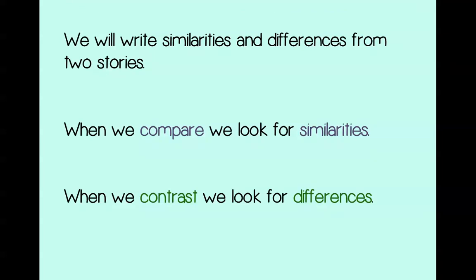Okay, so let's see if we reviewed our objective. We said we will write similarities and differences from 2 stories. Did we do that? Yes, we compared Freddie and Jake and their 2 stories in a Venn diagram, and we found contrasts or differences between Freddie and Jake and their stories and their problems and their solutions.